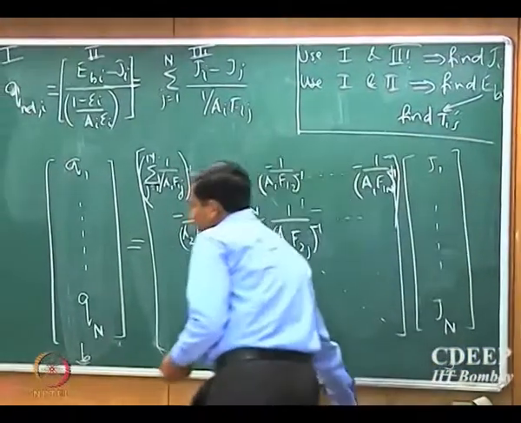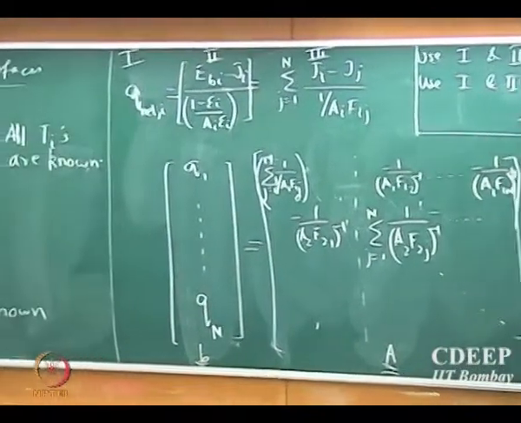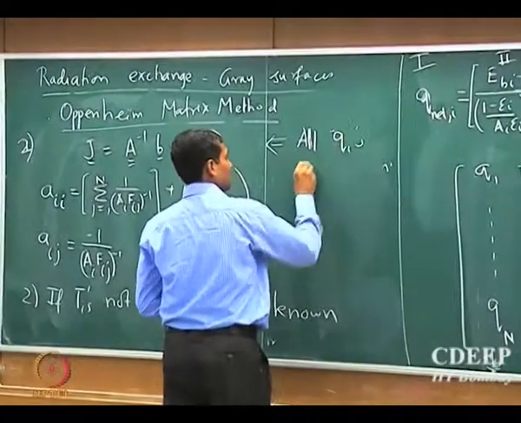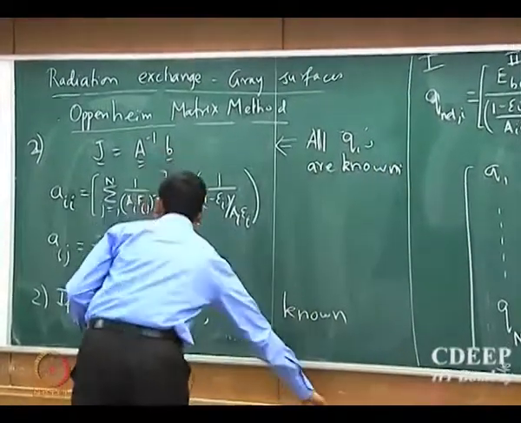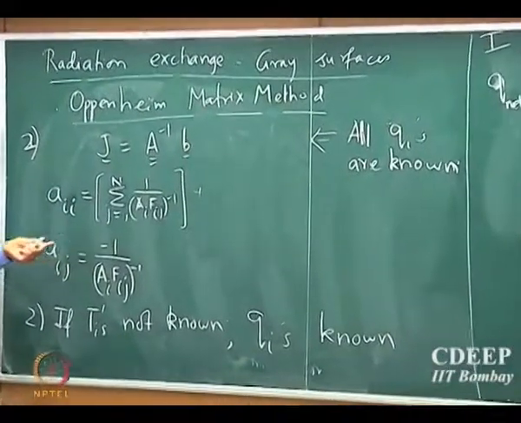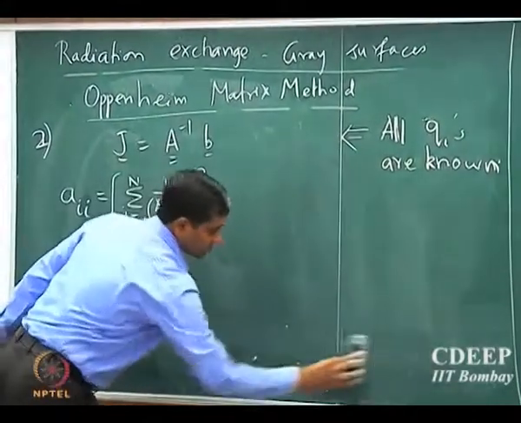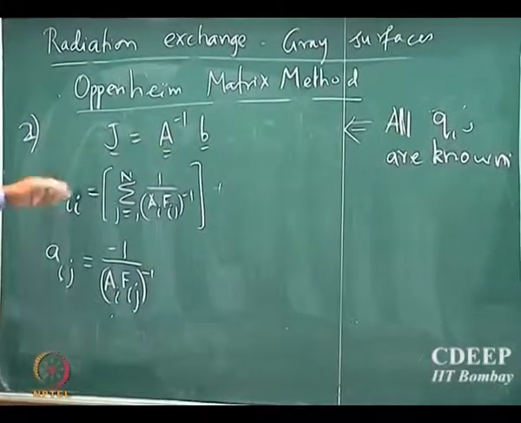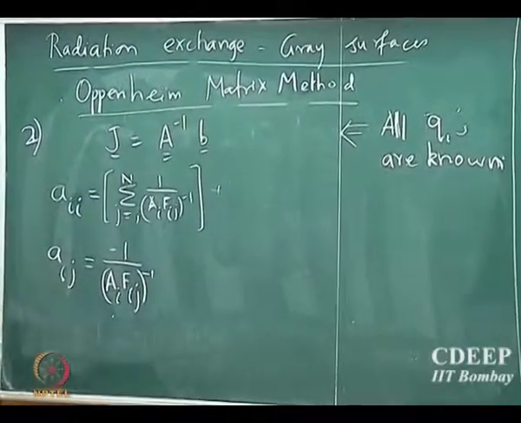Okay. So this is for problem 2 where all Qi's are known. The diagonal elements will be the summation of all the view factors, and the off diagonal terms will remain the same. Okay. So this is for the second class of problem where you can still use the same Oppenheim matrix method, except that you will have to equate different terms in your energy balance.